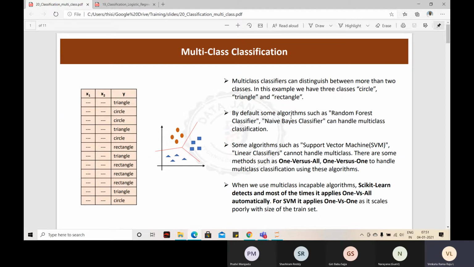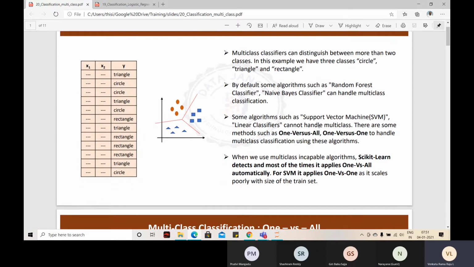Okay. By default, some algorithms such as random forest and naive Bayes can handle multi-class classification. This is a capability of the algorithm. But some algorithms like linear classifiers, logistic regression, SGD classifier and SVM, support vector machine, cannot handle multi-class classification. In that case, if the algorithm can handle huge volumes of data, like SGD classifier, it is going to use the one versus all algorithm, right? Algorithm on top of algorithm, okay?